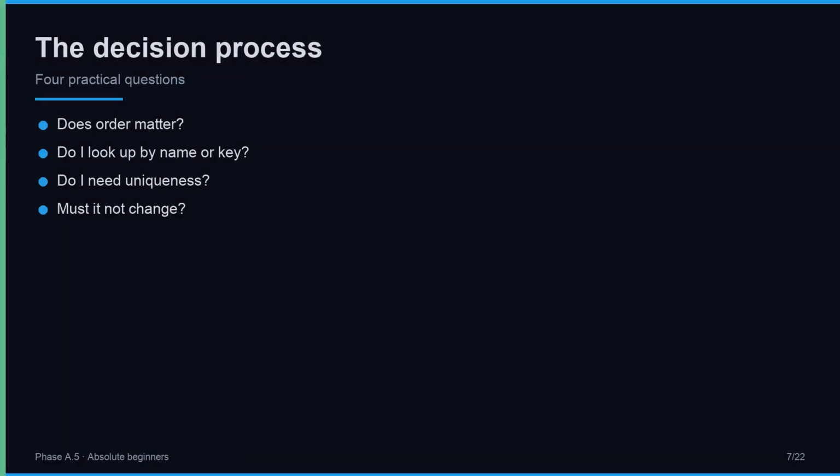To choose between the 4 types, you ask 4 practical questions about your data. First, does order matter? Second, do I look up items by name or key? Third, do I need uniqueness, no duplicates? Fourth, must the data not change after creation? Each question points toward certain types and away from others. Answer the 4, and the choice usually becomes obvious. 4 questions do the work.